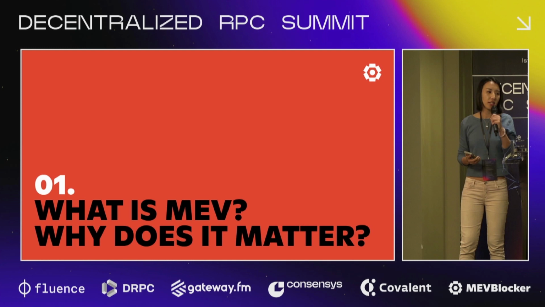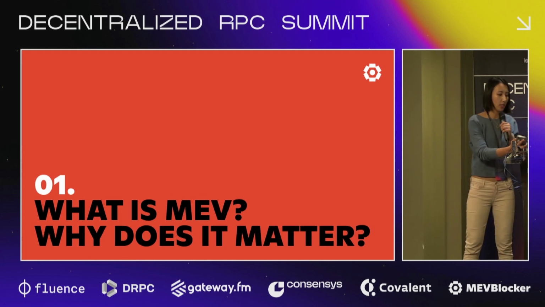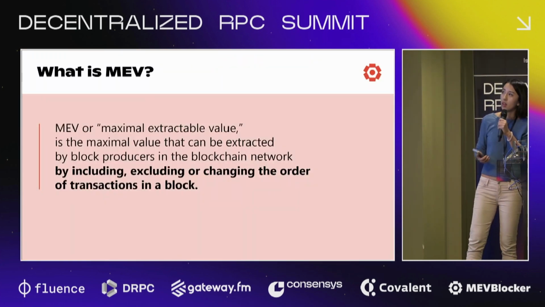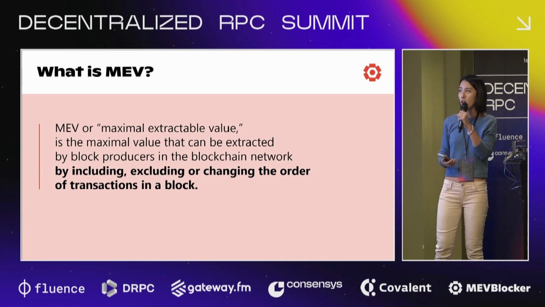Well, MEV is the maximal value that can be extracted by block producers in the blockchain network by including, excluding, or changing the order of transactions in the block.